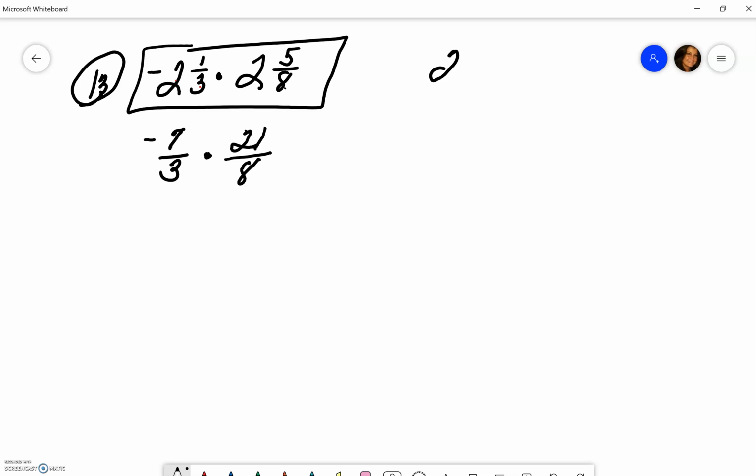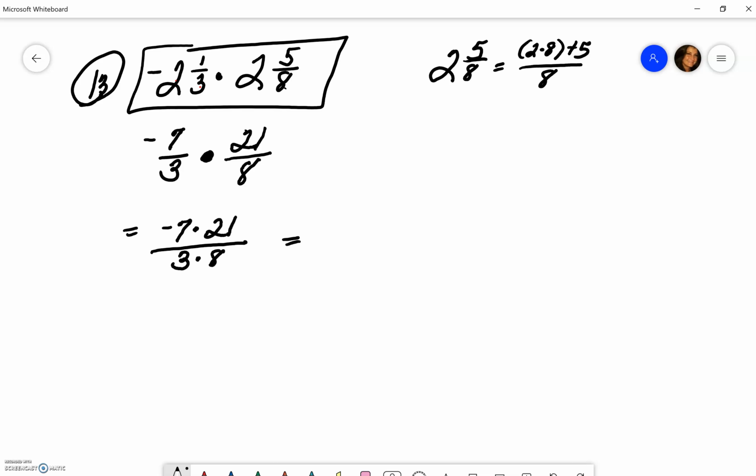So I'll just write over here so you can see. That was 2 times 8 plus 5 all over 8. And that's how we end up getting our improper fractions. We just convert from mixed to improper. Now all we have to do is multiply across. So -7 times 21 all over 3 times 8. And I look, can I reduce anything? Can I factor it out? I cannot, so I'm just going to multiply across. Don't forget your negative, and you end up with 147 over 24.